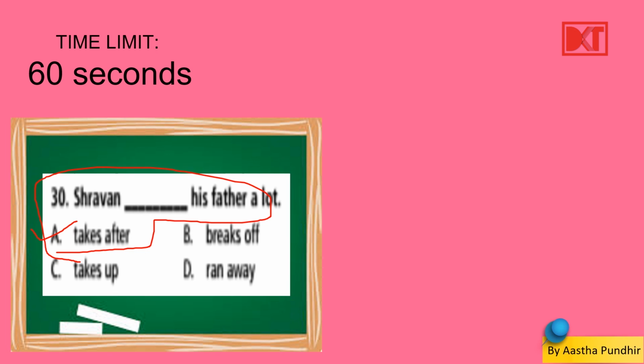Then the other phrasal verbs we have: breaks off. Breaks off actually means when someone becomes really severe or maybe stops talking. Then we have take up something. Take up something means starting something, and run away. Run away is pretty self-explanatory.